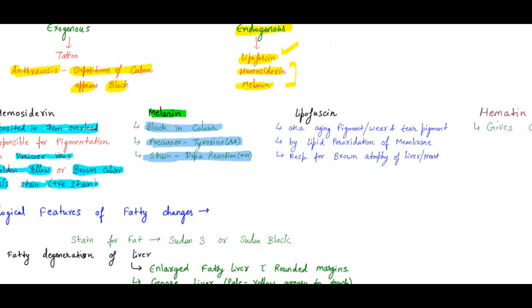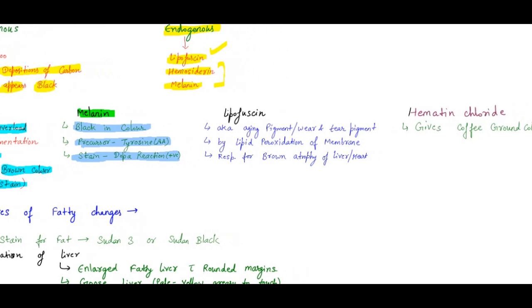Yes. Then lipofuscin. Lipofuscin is important because it is also known as aging pigment or wear and tear pigment. It is formed by lipid peroxidation of the membrane. So who is formed by the lipid peroxidation of the membrane? That is lipofuscin. Who is responsible for brown atrophy of the liver and the heart? That is lipofuscin.